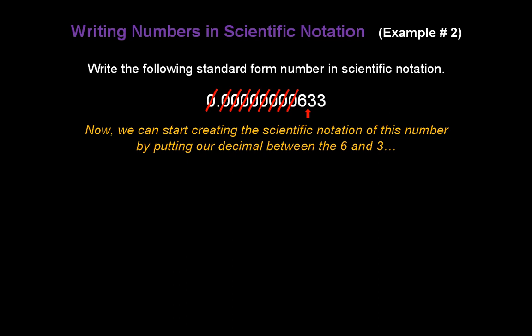We can start creating our scientific notation of this number now by putting our decimal between the 6 and the 3. So we write 6.3, and then we add the remaining 3. That's our first factor.